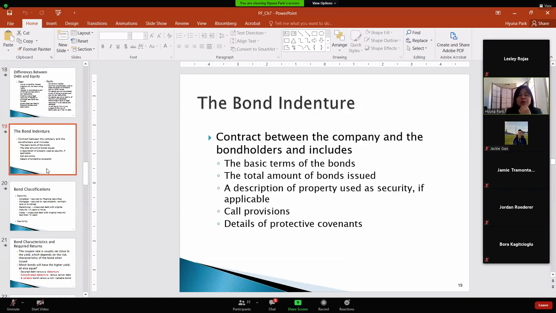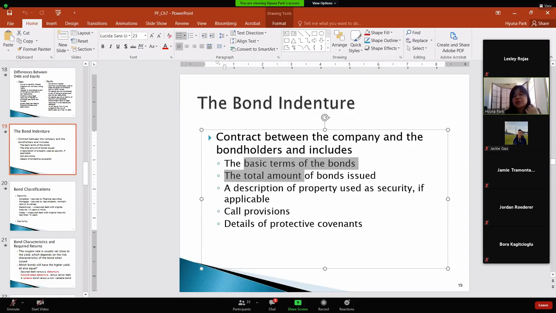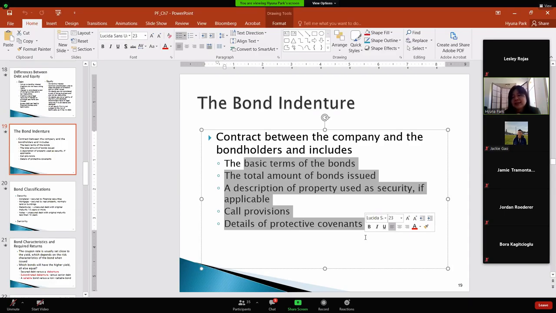All right. Also, a bond is basically a contract. Bonds are a contract between the issuing company and the bondholder. So what's the name of the contract document? It's called the indenture. The contract document should include the basic terms of the bond, how many bonds are issued, whether there is any security or collateral, and whether there is a call provision, or provisions to protect bondholders. Those are called the protective covenants.